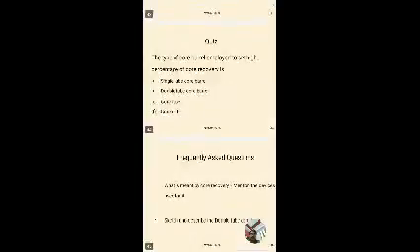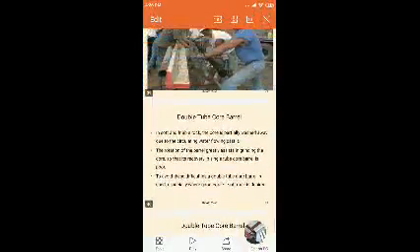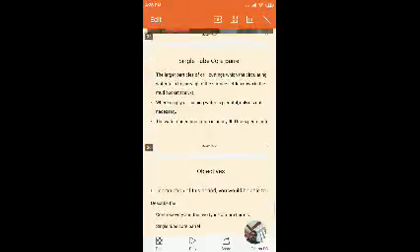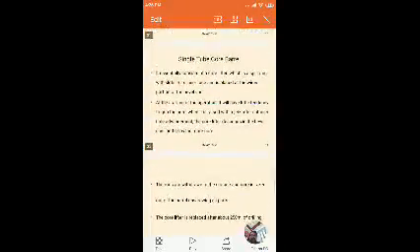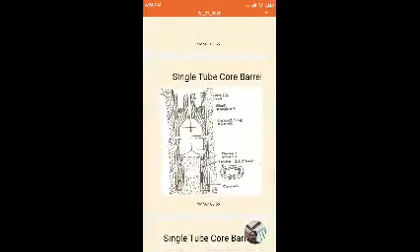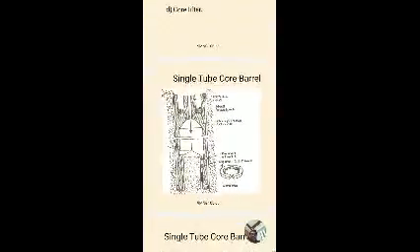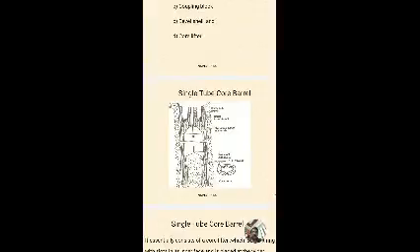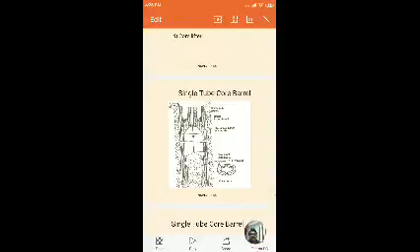This is about the core barrel. Most of the time this question is asked in so many exams. Okay, thank you.